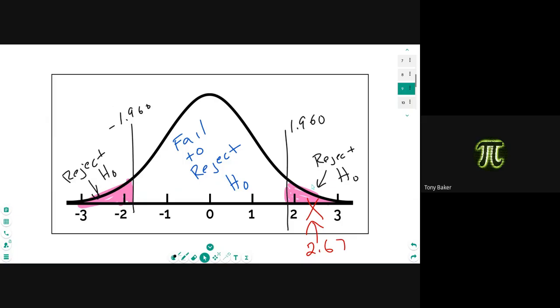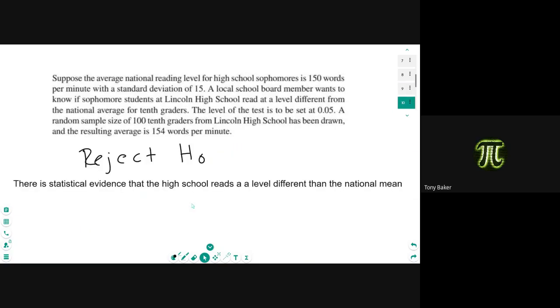But if we did all that, it still would have been over there because the 2.67 would not have changed. We would have said that there is statistical evidence that the high school reads at a higher level than the national mean in that situation. We're done with this problem. We're not done for the class, but we're done with this problem. I'm going to do a few more of these.